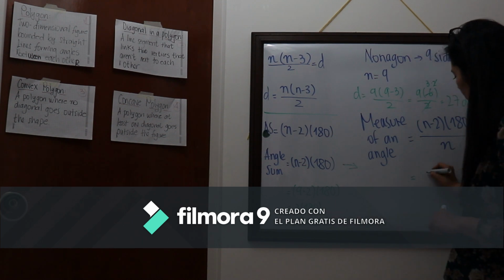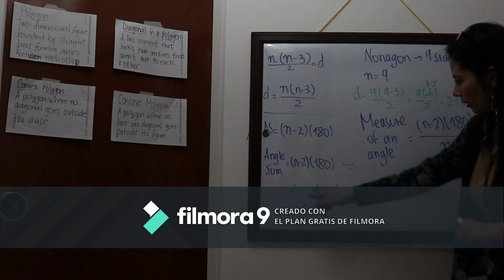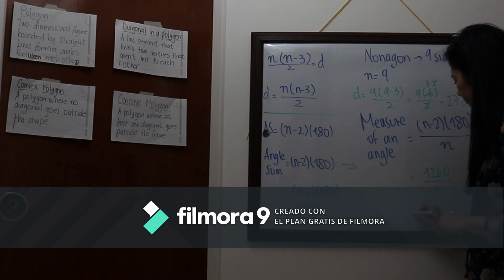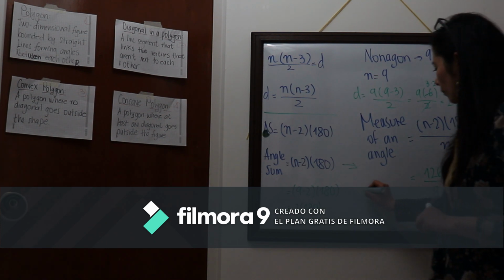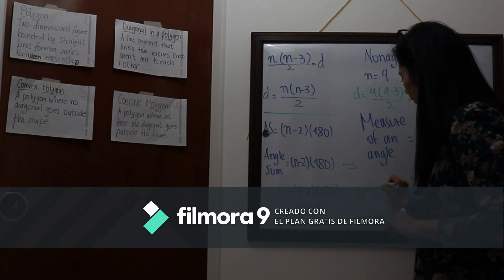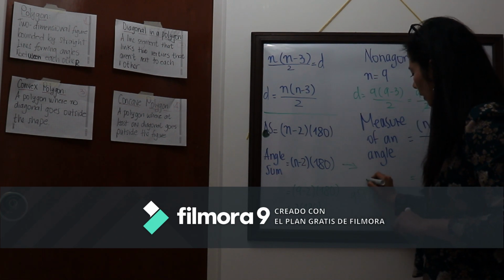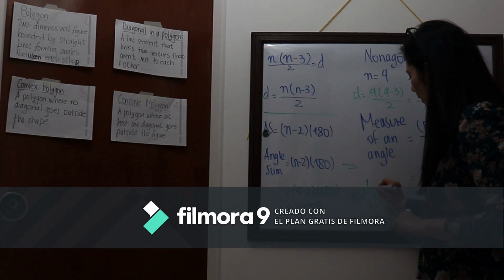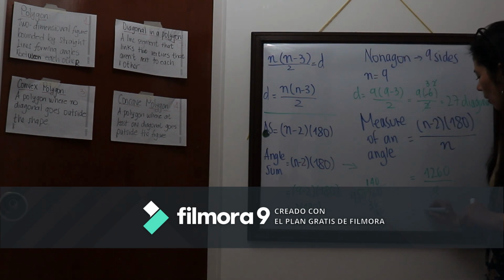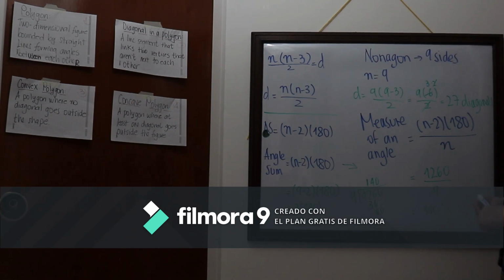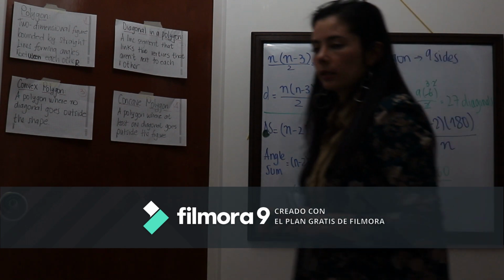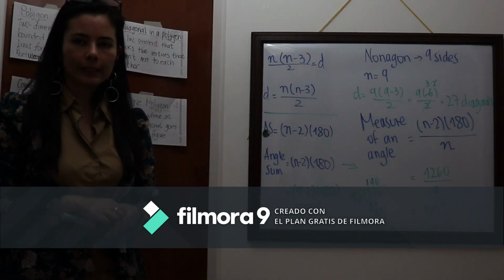Now the measure of an angle. Well, I already have the angle sum, so the only thing I have to do is take the angle sum and divide it by 9. So let's do that. I'm just going to do it over here very quickly. 1,260 divided by 9 is going to be 140. So each angle in a regular nonagon is going to measure 140 degrees.